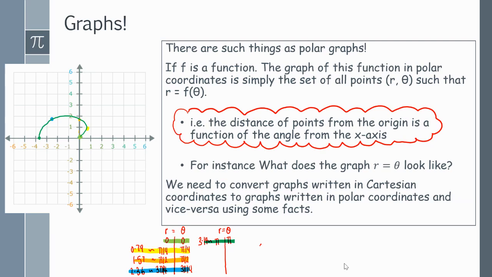Notice we get a spiral effect. As my angle gets bigger, so does the distance from the origin of that graph or those sets of points. This spiral could continue around and around, and it would keep going in this pattern. That is an example of a graph where r is a function of theta. Let's look at some more examples involving these graphs.